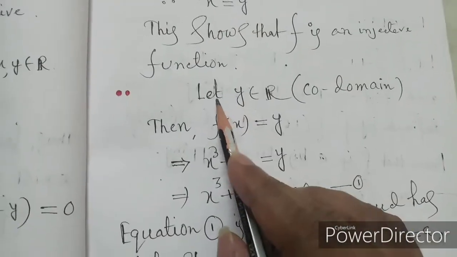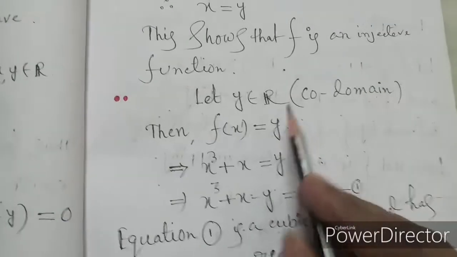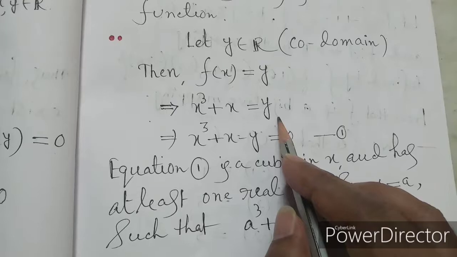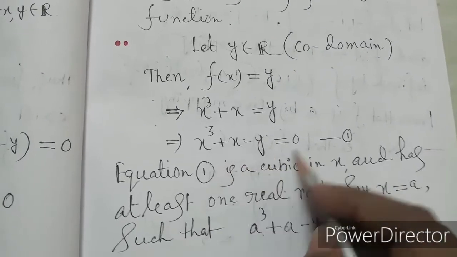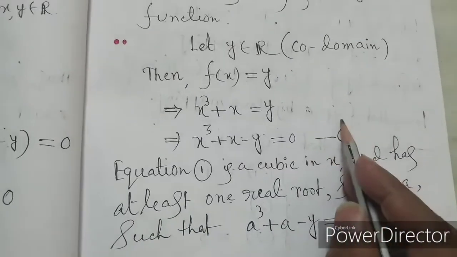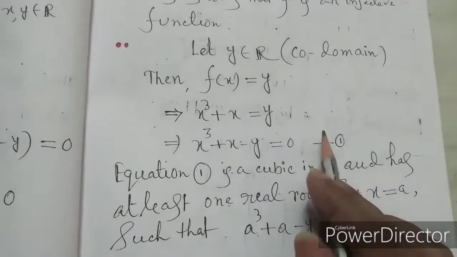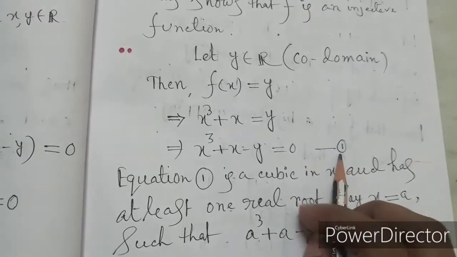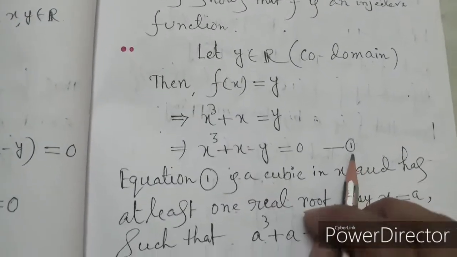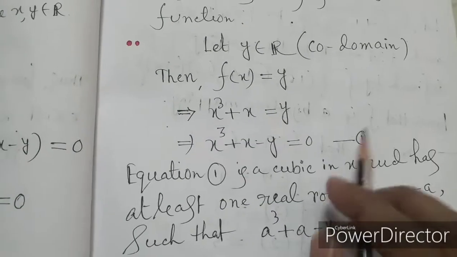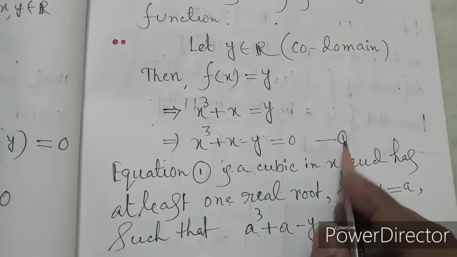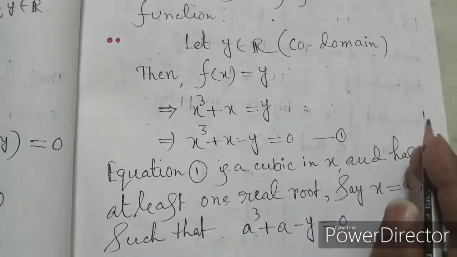Sure. So now for the surjective part, let y belong to R. This is the procedure. Then f(x) equals y. So x cube plus x equals y, and that is x cube plus x minus y equals 0. And that equation number 1 is a cubic equation, obviously. And we know that any cubic equation has at least one real root. In your cubic equation, how many roots are there? 3 roots. In those 3 roots, all are real.